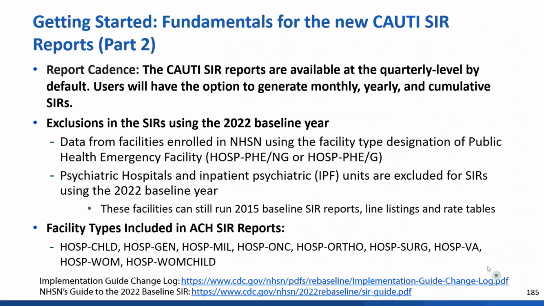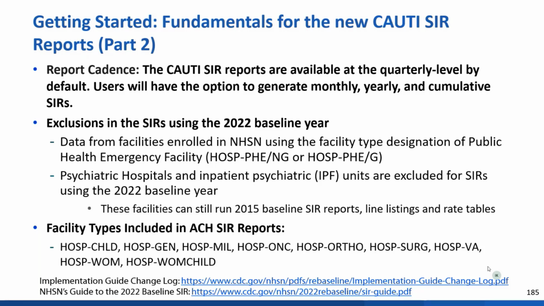Let's walk through a few more points that are important when working with the new CAUTI SIR reports under this baseline. First, let's talk about report cadence. By default, the CAUTI SIR reports are generated at the quarterly level. However, users still have the flexibility to generate monthly, yearly, and even cumulative SIRs based on their specific data needs.